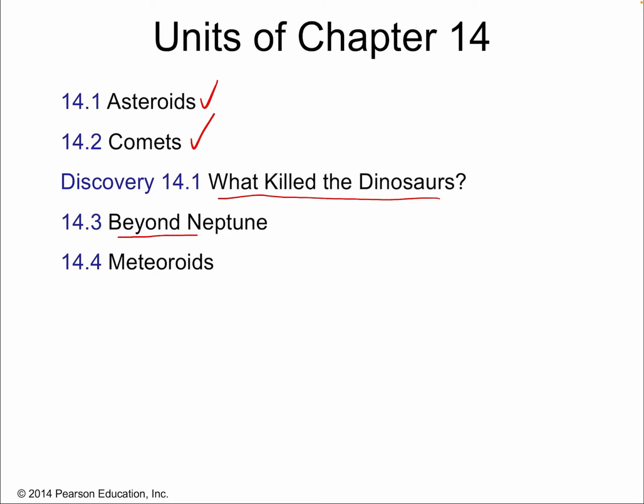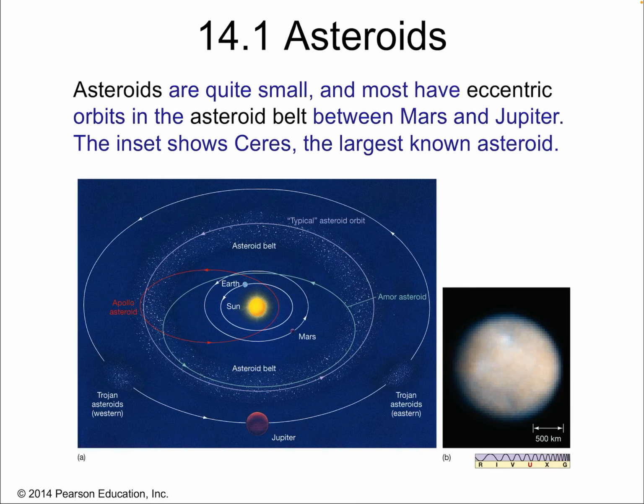We'll then talk about Beyond Neptune. This is where we'll talk about the Kuiper belt and the Oort cloud. And we'll talk about the meteoroids. Those are the rocks that we find on Earth primarily. And those tell us a bit about the primordial solar system because they come in different shapes, different sizes, different chemical compositions. Okay? All right, so let's get on to this chapter.